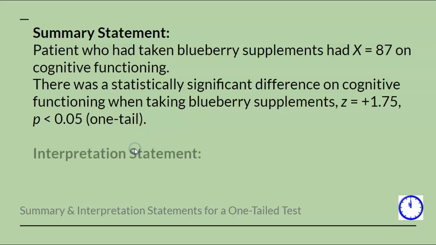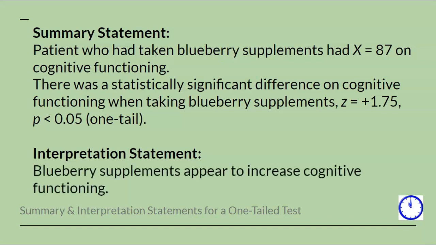Now, what will the interpretation statement be? Well, let's reflect on our initial thoughts when rejecting the null hypothesis. We stated that something probably happened. More specifically, we said that it appears that blueberry supplements have an increase in cognitive functioning. Well, there you have it, folks. Blueberry supplements appear to increase cognitive functioning. But wait, we're not done yet.